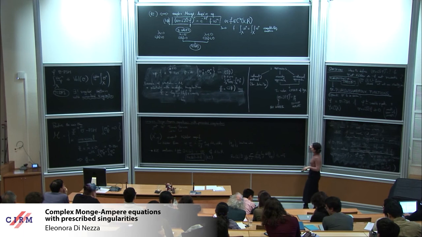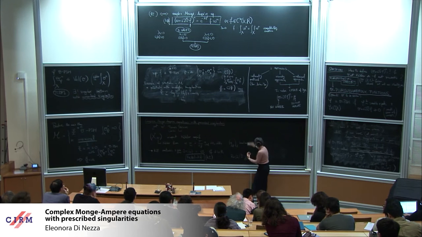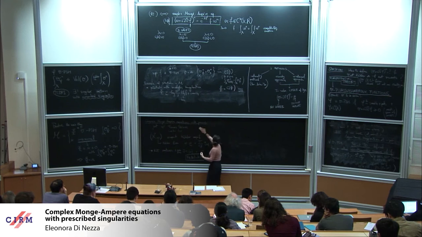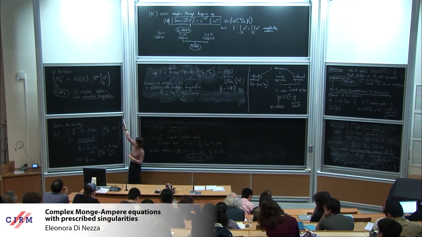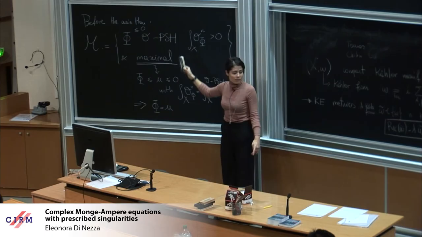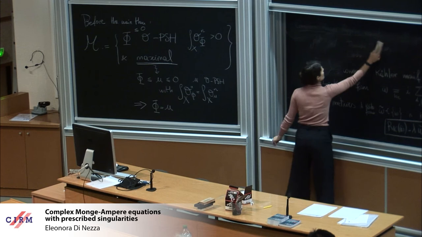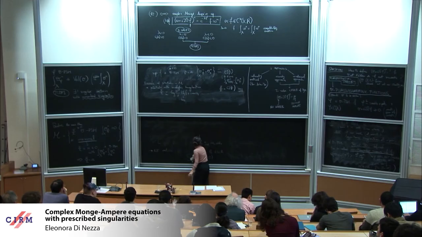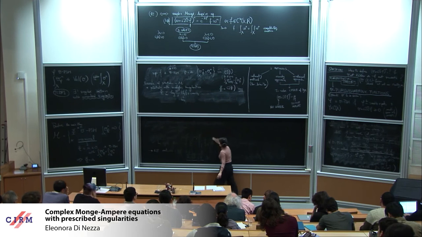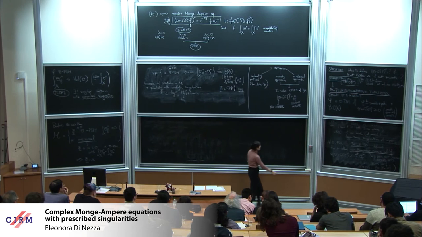Okay. So why did I define this subset of theta-subharmonic functions, this M? Well, because, as I said, now I'm going to pick my prescribed singularities inside this set. This is why I made all this effort. So now we are ready to state the theorem.